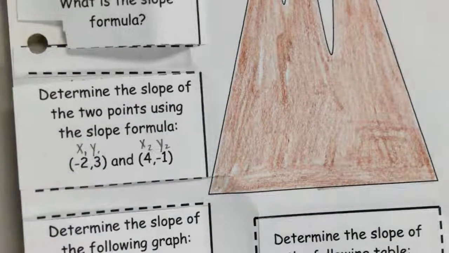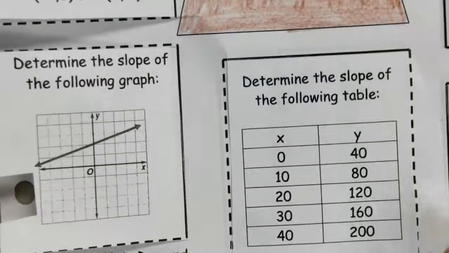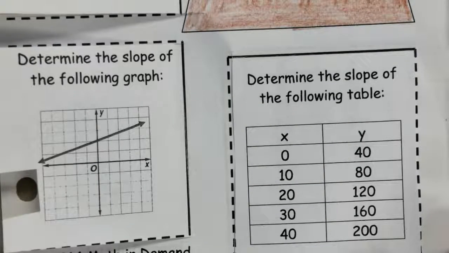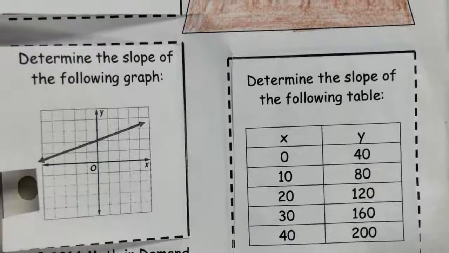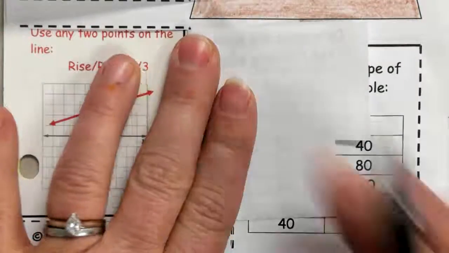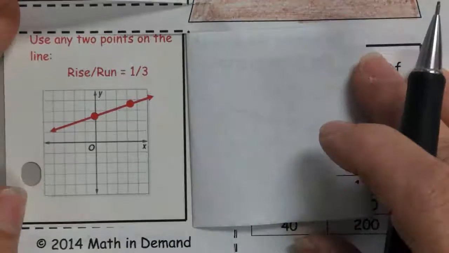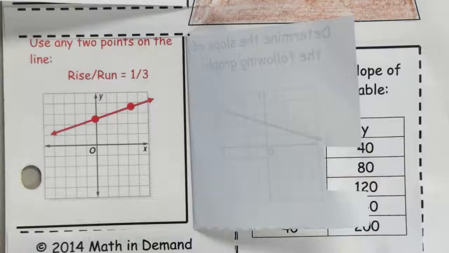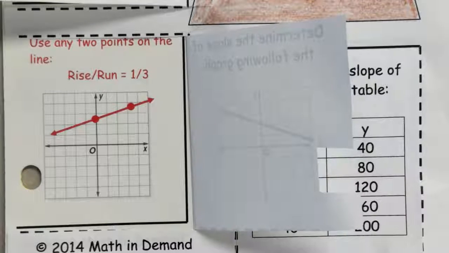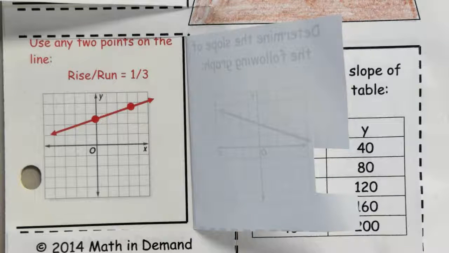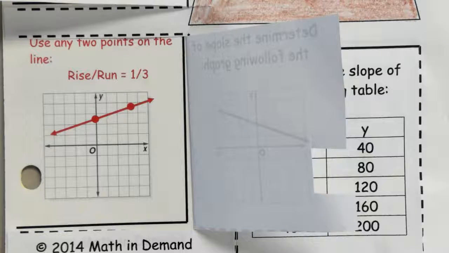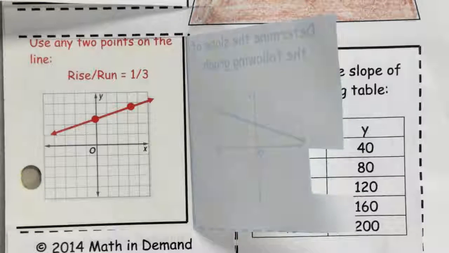Okay, if we move on down our foldable and we look at how we would determine the slope of a line that's on a graph, on a coordinate plane, you're going to use rise over run. So the key to this is choosing any 2 points that are on the line. You can choose any points, any place where that line crosses right at an exact point. You can use those points to see rise over run.